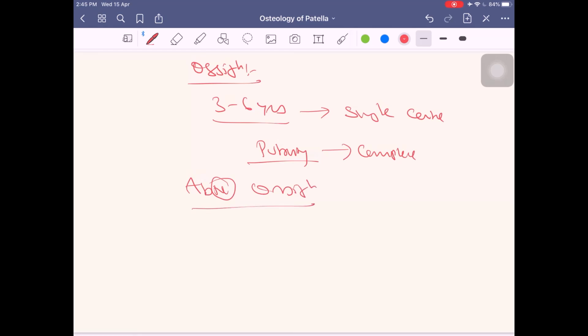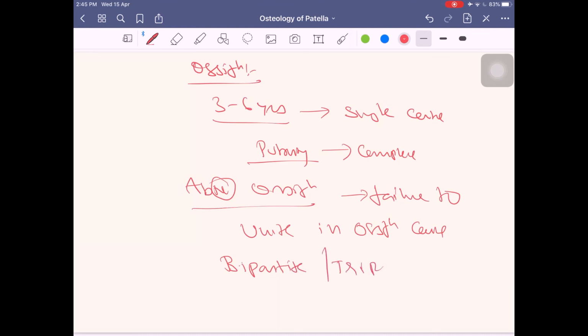But there are some abnormal ossification centers. In that case, the patella may not unite. That means there is a failure of union in your ossification centers. If this happens, the patella will be in two pieces instead of one. This is what we call bipartite. If it is 3 pieces, you call this a tripartite patella.